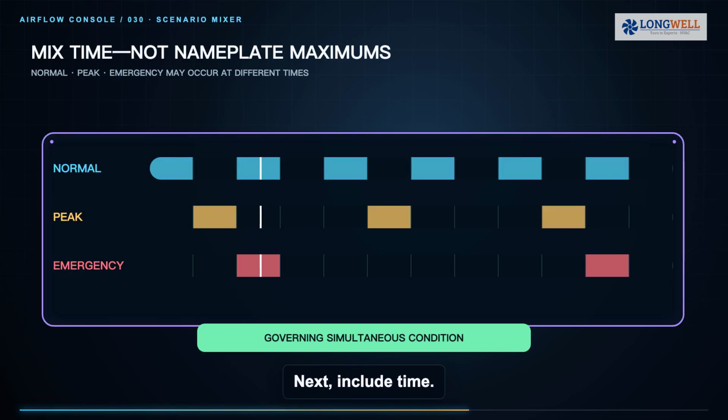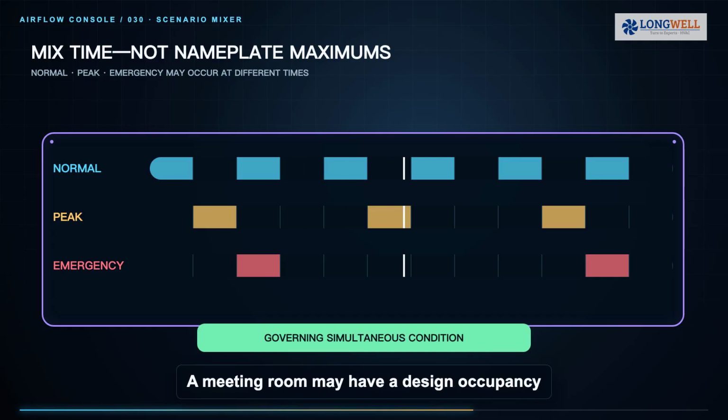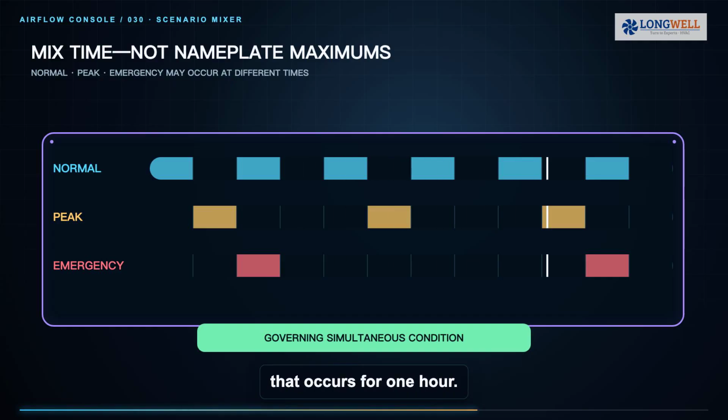Next, include time. A meeting room may have a design occupancy that occurs for 1 hour. A process hood may run only when a machine opens. A greenhouse or livestock building may need staged seasonal ventilation. Define normal, peak, and emergency modes. The fan system and controls must cover the governing simultaneous condition, not an impossible sum of every nameplate maximum.